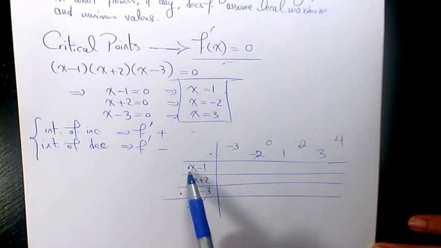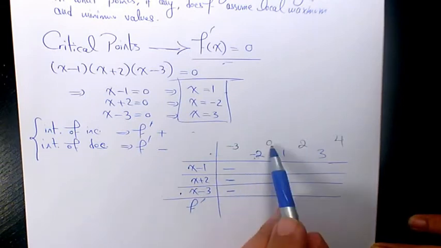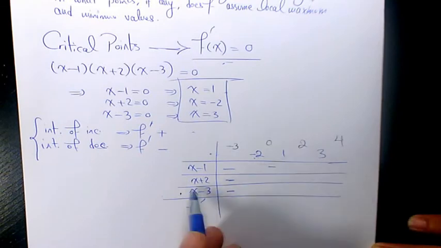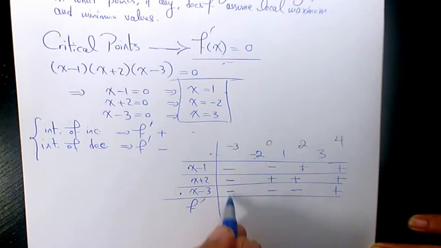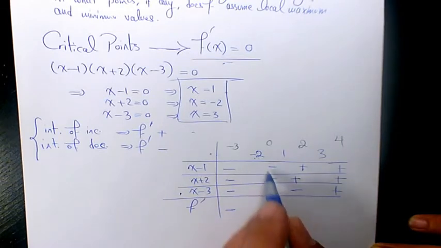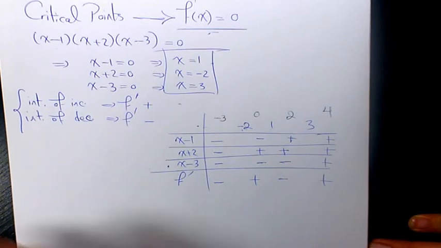So negative 3, when you substitute it here, is going to be negative; negative 3 plus 2 is negative 1; negative 3 minus 3 is negative. Here, 0 minus 1 is negative, 0 plus 2 positive, 0 minus 3 is negative. Here, 2 minus 1 positive, 2 plus 2 positive, 2 minus 3 is negative. 4 minus 1 positive, 4 plus 2 positive, 4 minus 3 positive. So negative times negative times negative is negative; negative times positive is negative, times negative is positive; positive times negative is negative; and when you have 3 positives, it's positive.